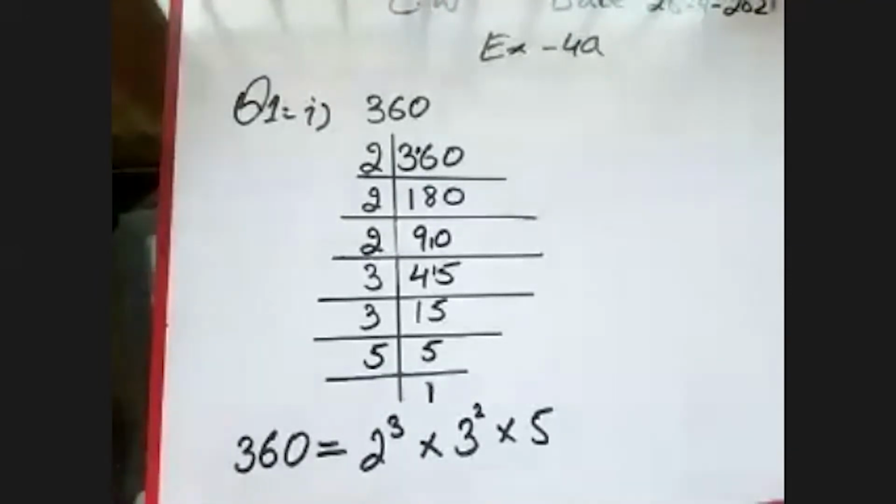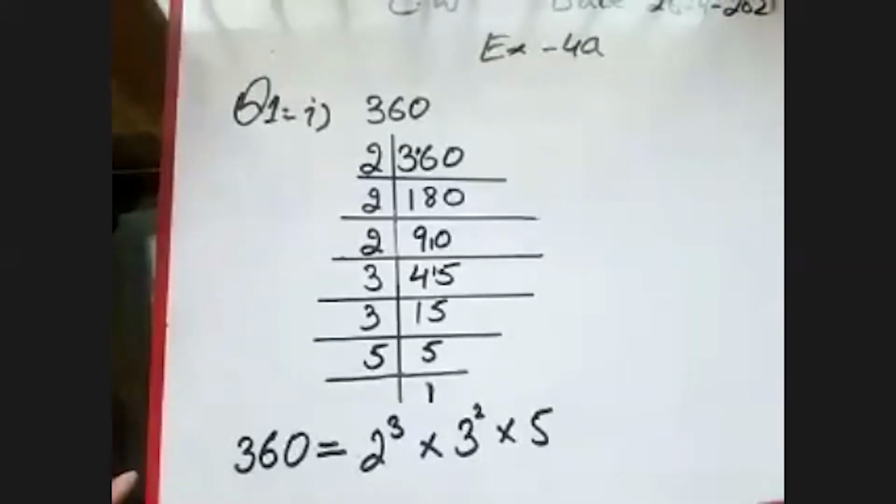All these are the factors of 360. So you split up your number 360 into its prime factors only, and the process is called prime factorization. This is the first part.